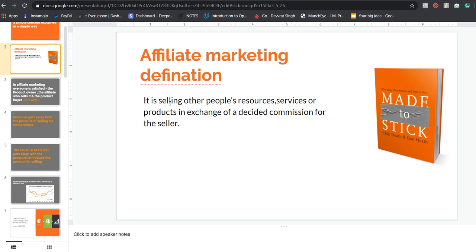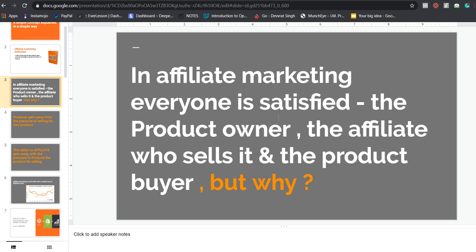Okay, so next, in affiliate marketing, everyone is satisfied: the product owner, the affiliate who sells it, and the product buyer. So now, what happens is, there are certain pressures that every product owner faces, every affiliate faces, and every buyer faces. Now let's see what they are, and how using affiliate marketing, those pressure problems are rectified.